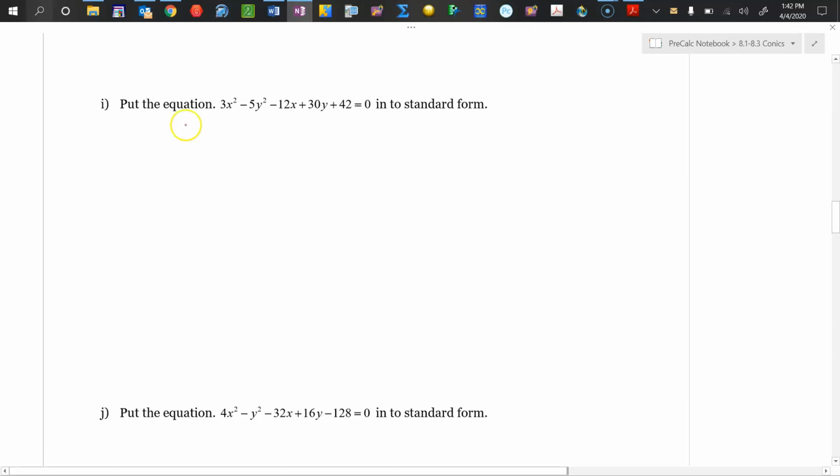and check your answer. So let's group all the x terms together. So 3x squared minus 12x. Group all the y terms together. Minus 5y squared plus 30y. And put the constant 42 on the other side of the equation.